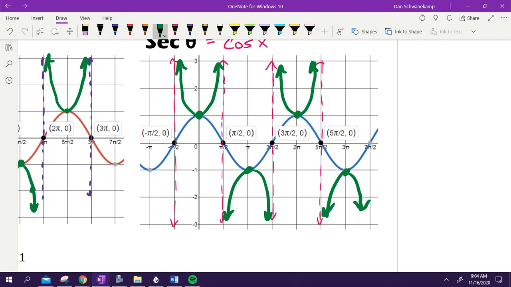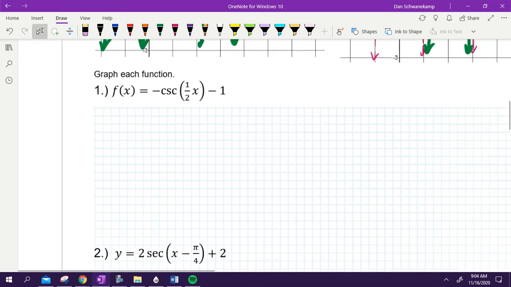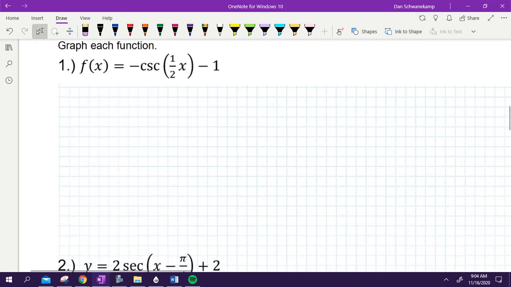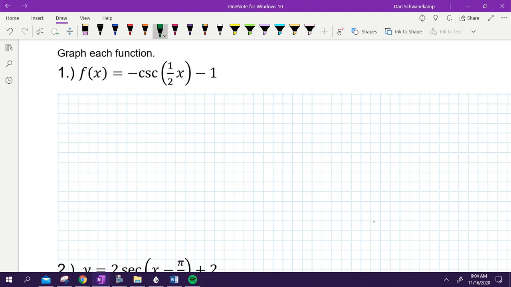I've now taught you everything you need to know for this lesson in terms of what we're adding to it. But let's do it together. Here we go. We're going to graph this function. It is negative cosecant of 1/2 x minus 1. So the first thing I see is, oh, it's cosecant. What am I actually graphing if it's cosecant? I'm actually graphing sine.